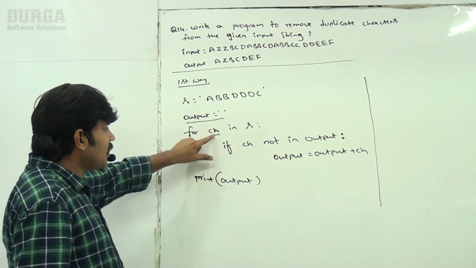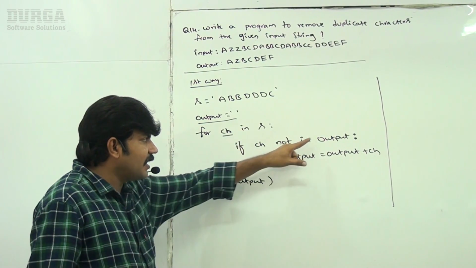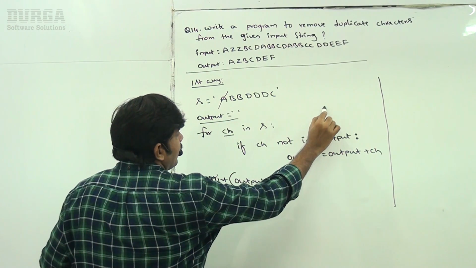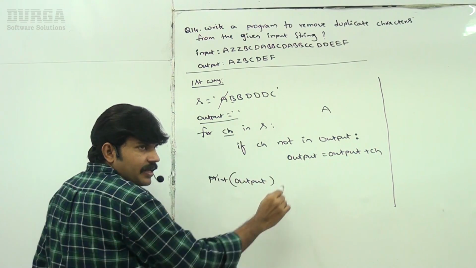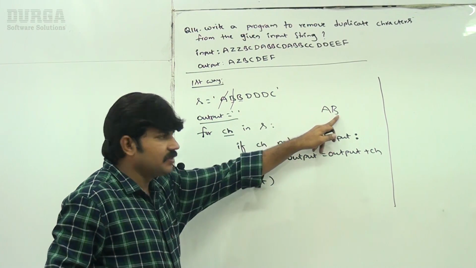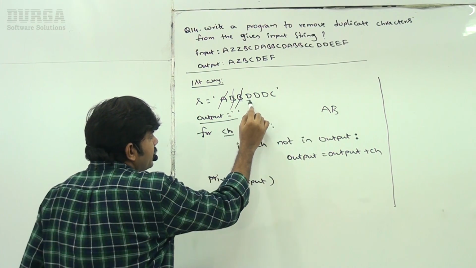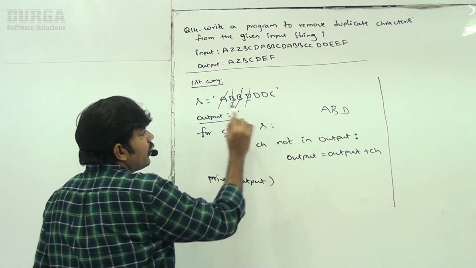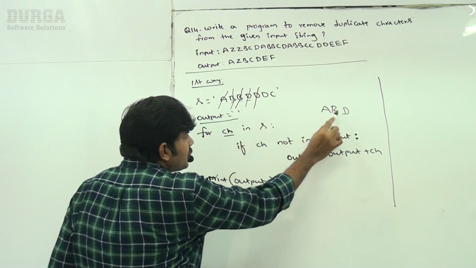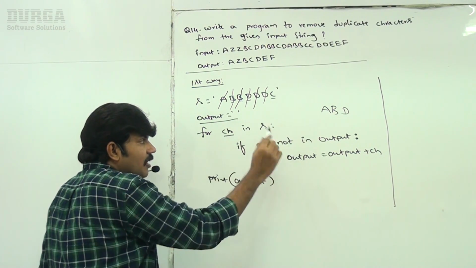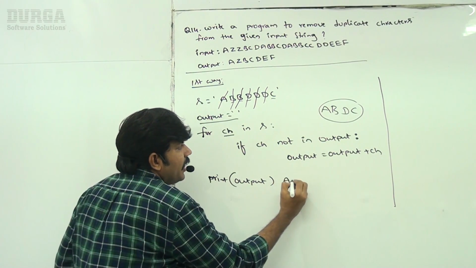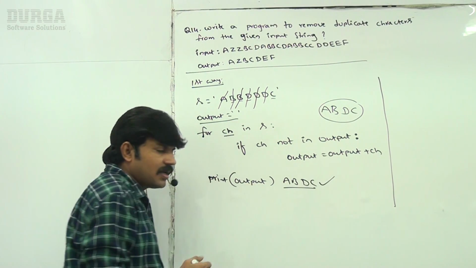So if it is not already added to the output, then only add. Sir, here observe: A not added, then add to the output. Next, B not added, add to the output. Next, B came, but B is already there, that's why don't add. Next, D not added, add. Next D: sir, D is already there, don't add. C not there, can you please add? Are you getting it? So what is the output we are going to get, sir? A, B, D, C is the answer we are going to get.